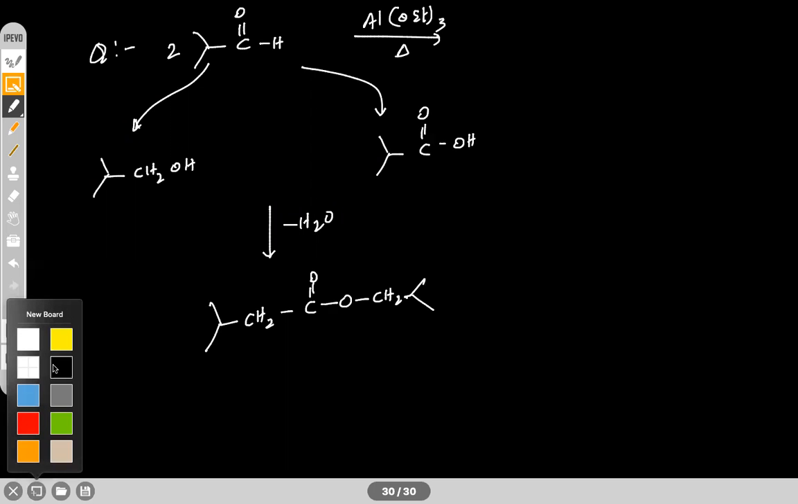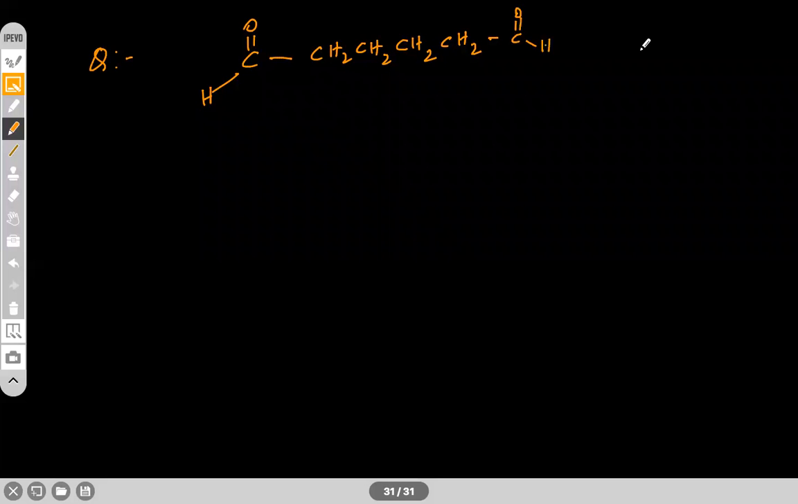In this, an intramolecular reaction is also possible. Suppose we have this C=O, H, and here we have CH2 four times, carbon, C=OH with Al(OEt)3. Tell me the product in this one.